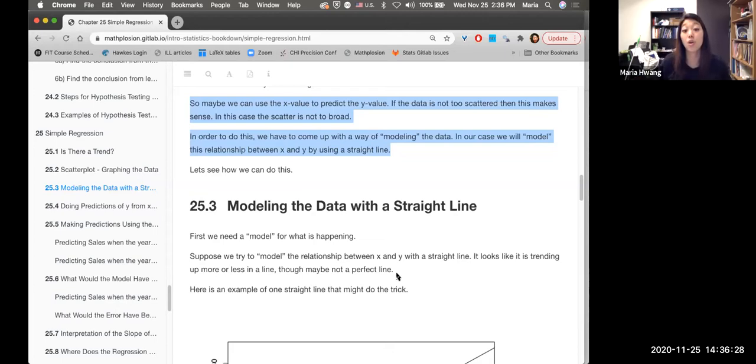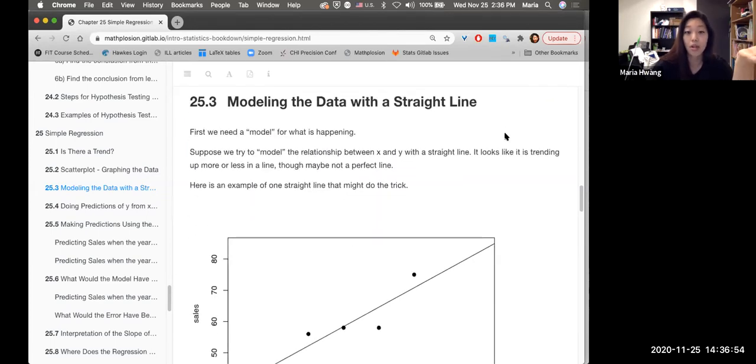Okay, yeah, so we are going to come up with a way to model the data. This is actually a technical terminology we do use. We're going to model the data, meaning that we're going to find this trending line, this regression line, as we're going to call it. So we will go ahead and model this relationship. Modeling also means defining this relationship between the x's and y's. Okay, so the next one says modeling the data with a straight line.